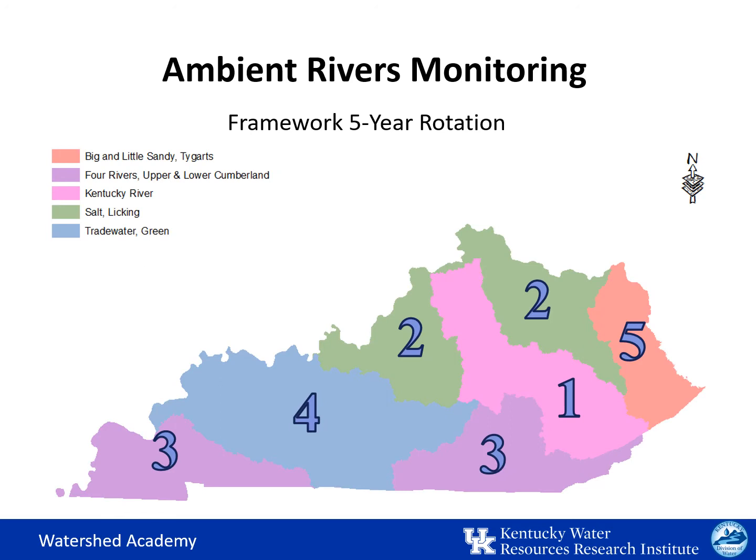The rotating basin management unit cycle follows this sequential order. 1. The Kentucky River Basin. 2. The Salt and Licking River Basins. 3. Tennessee and Mississippi and Cumberland River Basins. 4. The Green and Tradewater River Basins. And 5. The Big and Little Sandy and Tygarts River Basins in eastern Kentucky.